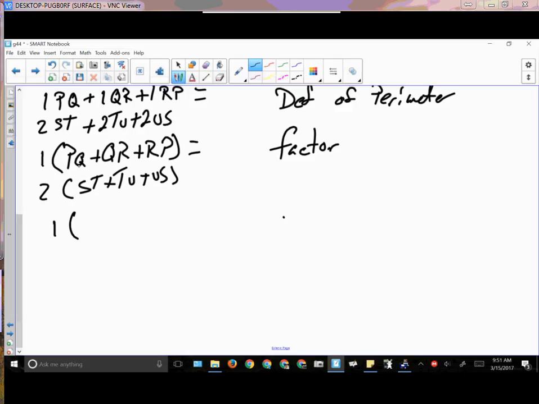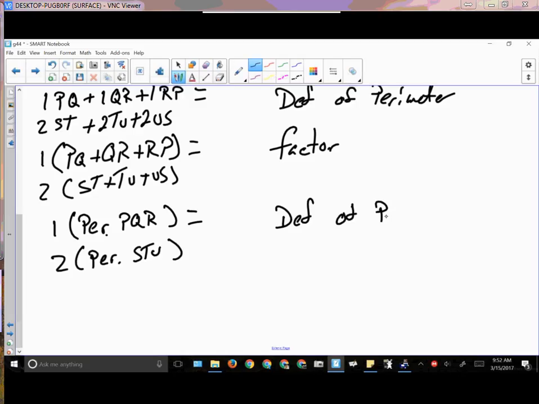So what is it called when I take this side plus that side plus that side? That's the perimeter, right? So if I say that the perimeter of PQR is equal to 2 times the perimeter of STU, again, that's the definition of perimeter.